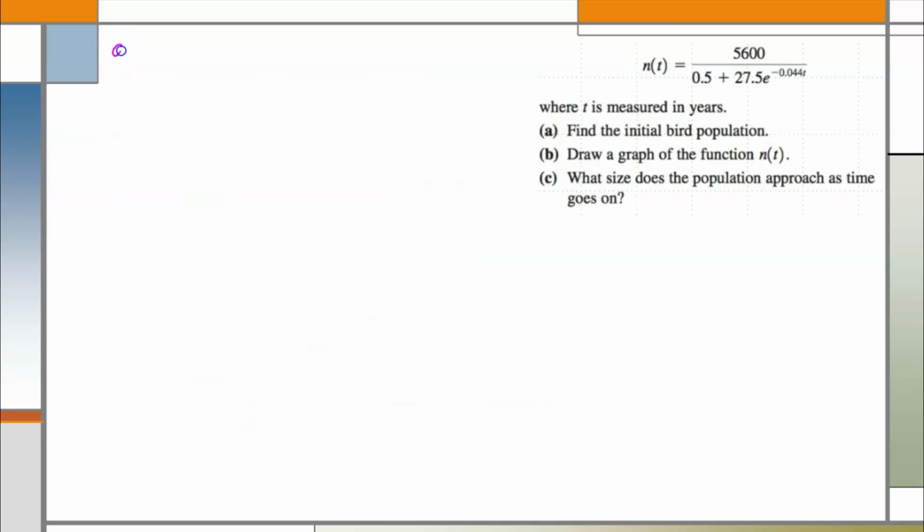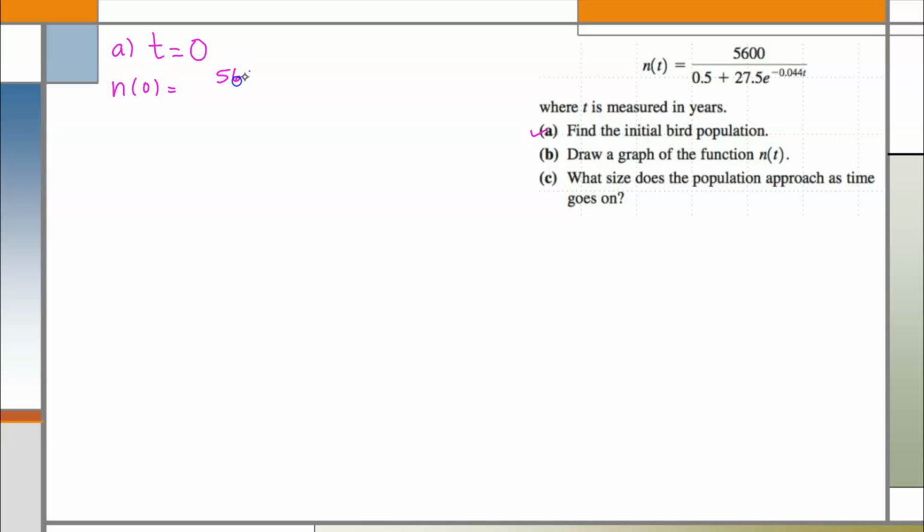Okay, let's start with Part A. Part A, find the initial bird population. So initial is a key word that we can associate with 0. At time 0, what was the population? What was the initial population? In our formula, we're going to go ahead and plug in 0.